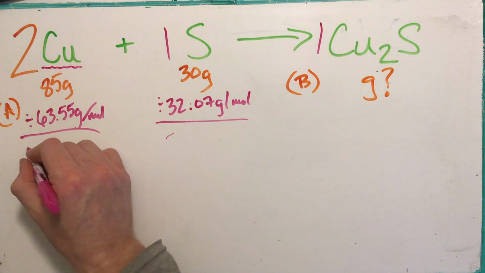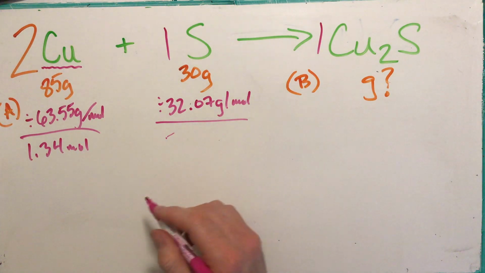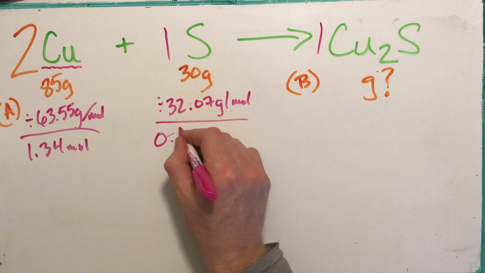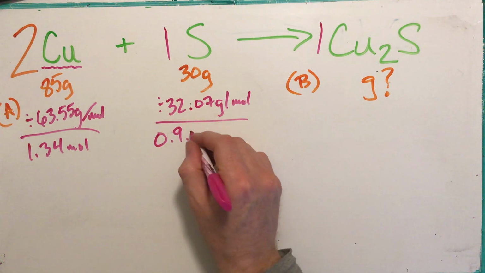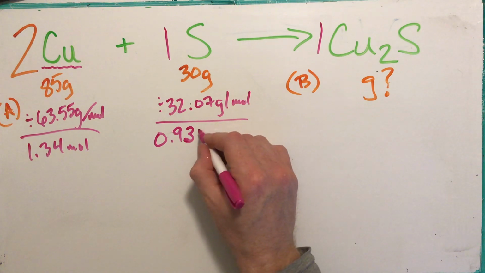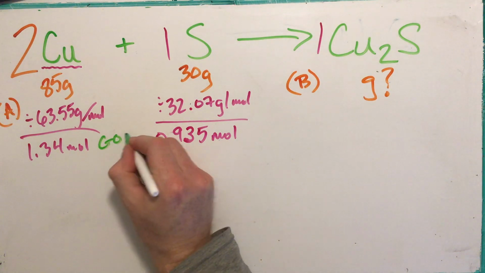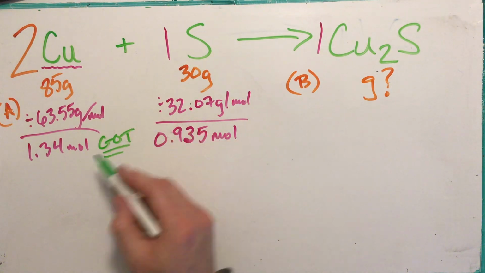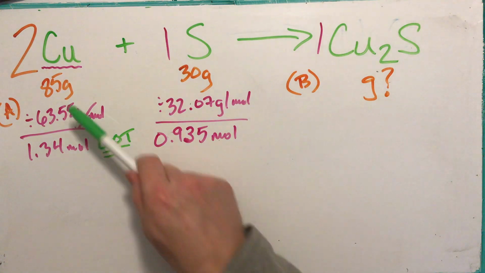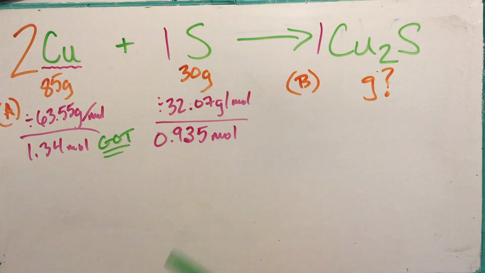When I divide this out, it's 1.34 moles. When I divide this one out, it is 0.935 moles. All right? And this is what I got. I actually got 85 grams of this, which is 1.34 moles. I actually got 30 grams of that, which is 0.935 moles.